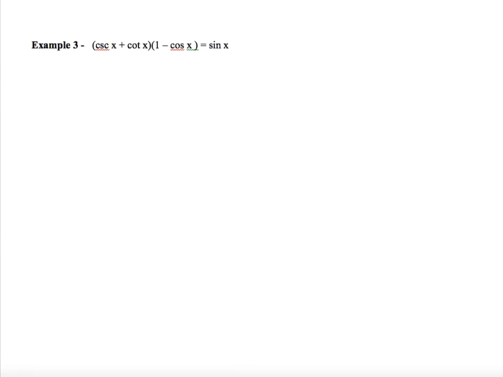Example number 3, again, starting with the side that looks the most complex. That means that we're going to start with the left-hand side. It just so happens to be the left-hand side in these examples, but when you get to your homework, it could be either side, whichever one you decide you want to start with, but it would seem obvious that I can't start with the sine and know where I'm going to go. It's easier to condense things down than to split them up.